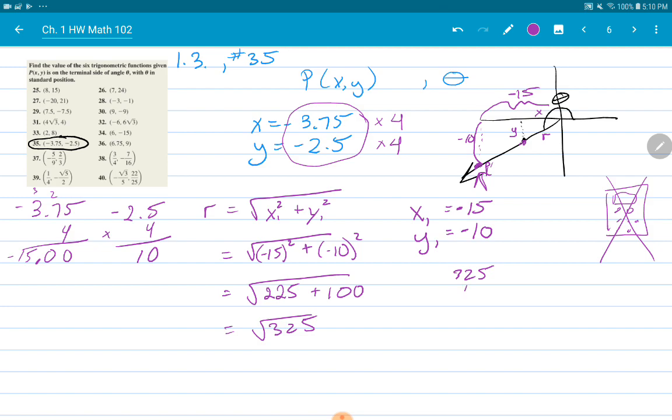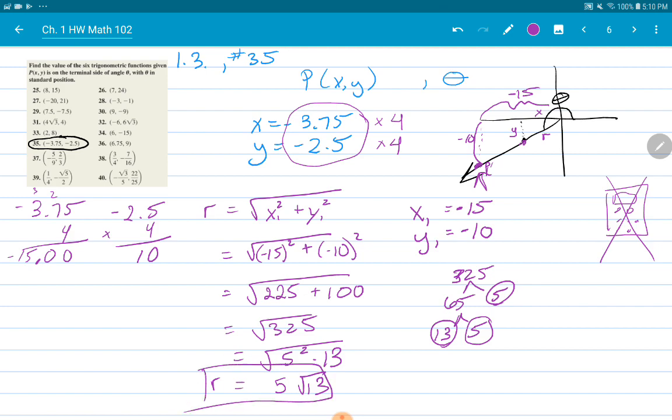So let's see, what's the square root of 325? The 325 breaks into 5 and 65, another 5 and 13, and 13's prime, but I do have 2 fives I can take out. So that gives me the square root of 5 squared times 13, which is 5 times the square root of 13. So there's my new r. And now I can use that r along with this x and y to find those 6 trig functions.